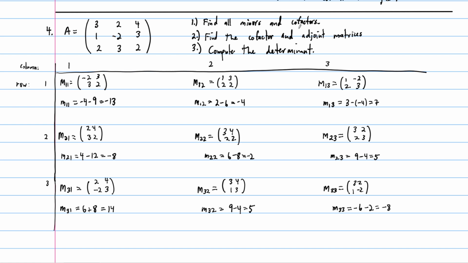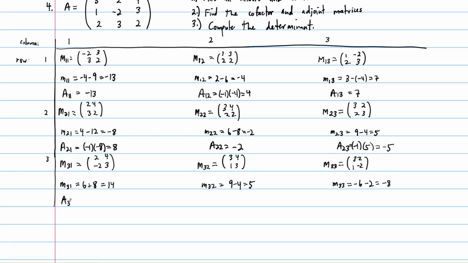But the whole idea is that when it's even, you're going to just leave it alone, right? So capital A11 for the cofactor is negative 13. Nothing to do with it. It's negative 1 squared times negative 13. Capital A12, this one is going to be negative 1 times negative 4. So this is going to be positive 4. All right, so capital A13, these are even, you leave it alone. Now, capital A21, this is going to be negative 1 times negative 8, so that becomes positive 8. Capital A22, we leave it alone, negative 2. Capital A23 is negative 1 times 5, so that's negative 5.